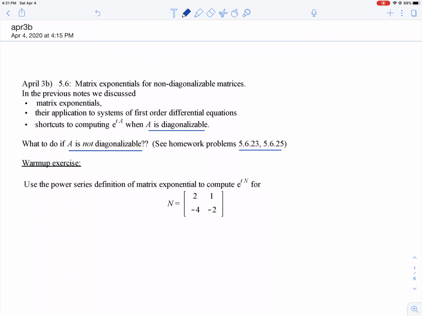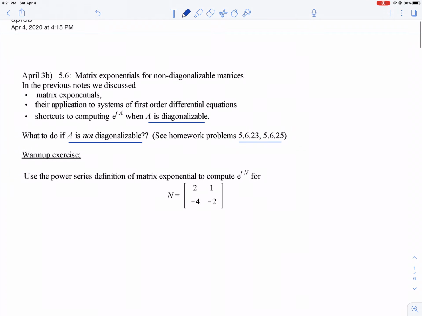did not assign. Okay, so as a warm-up exercise, use the power series definition for e to the t times a matrix to compute e to the tN for this matrix N.